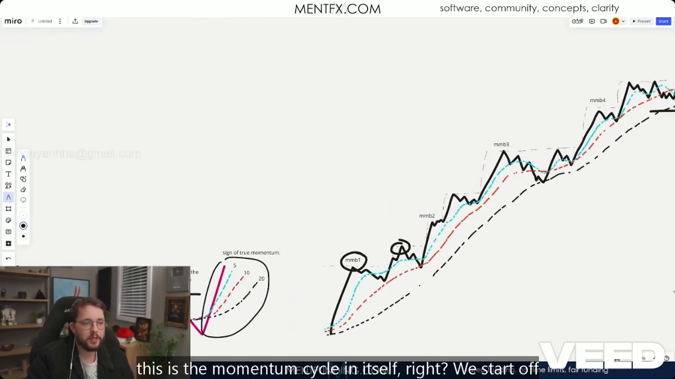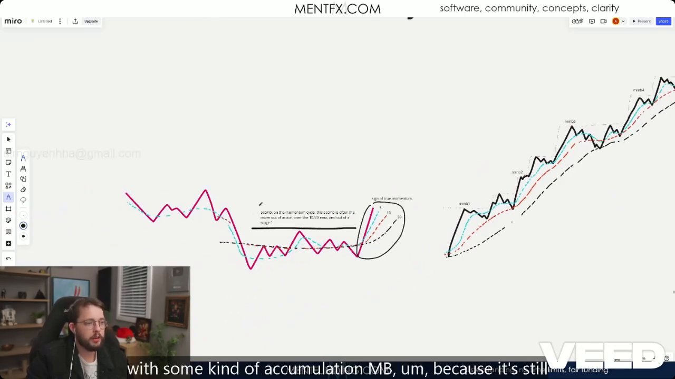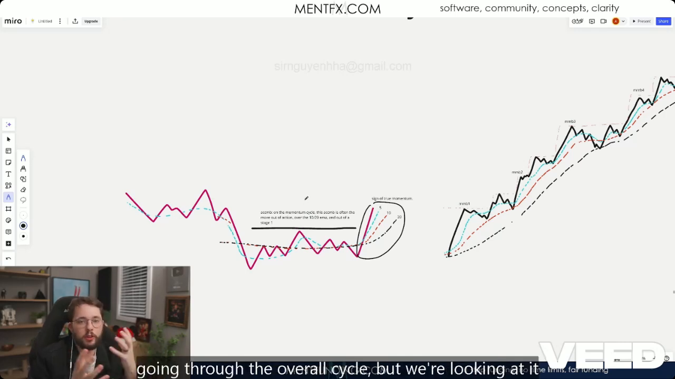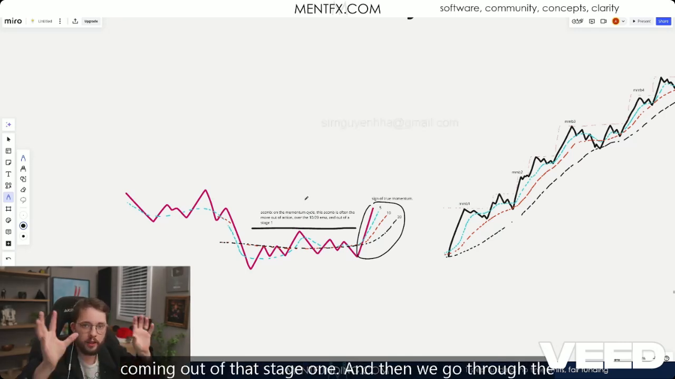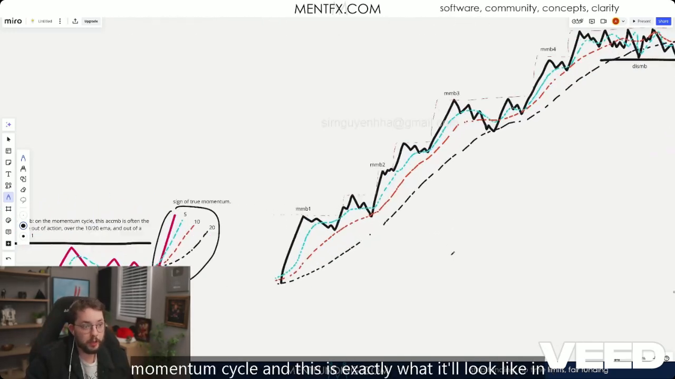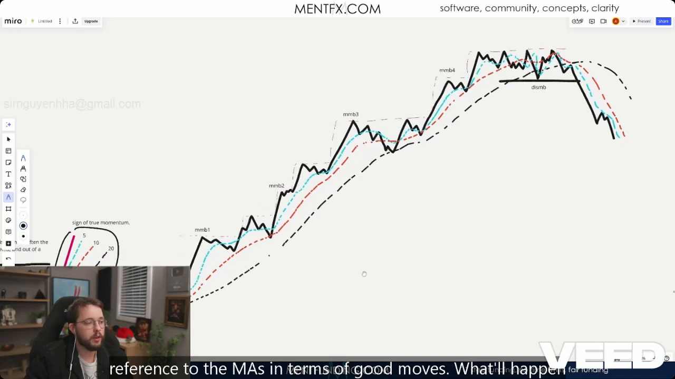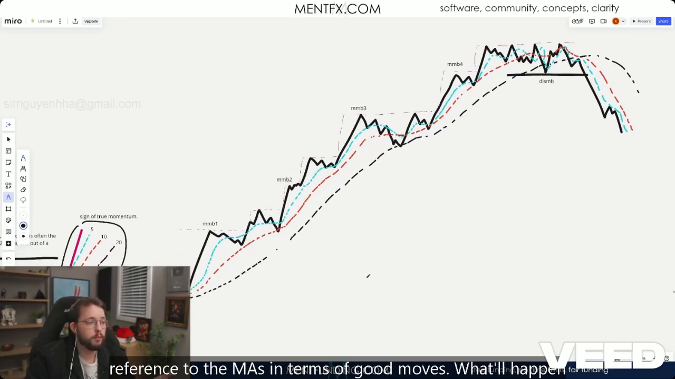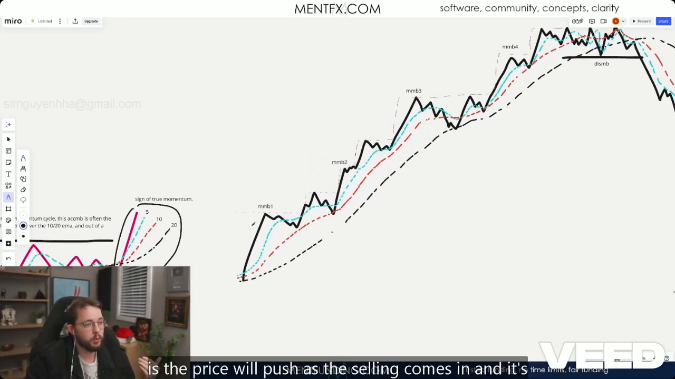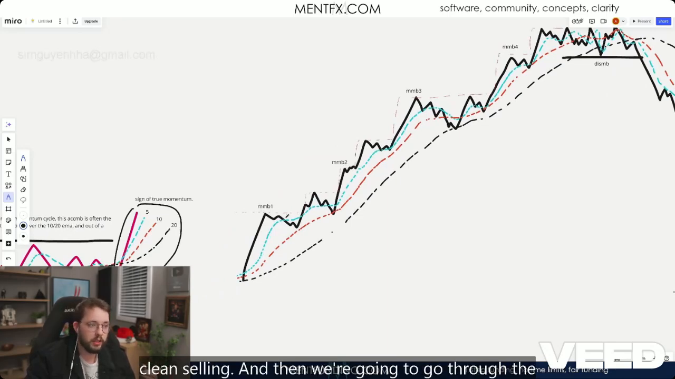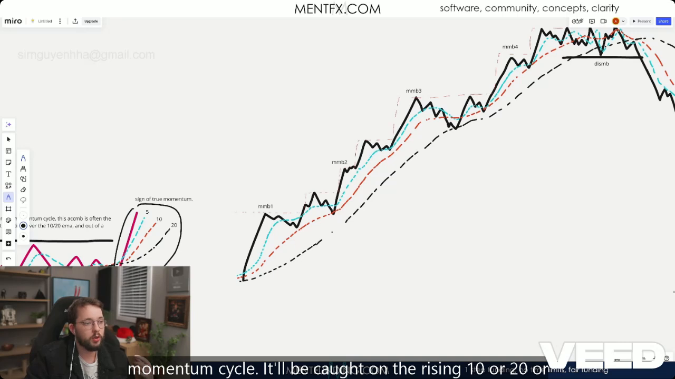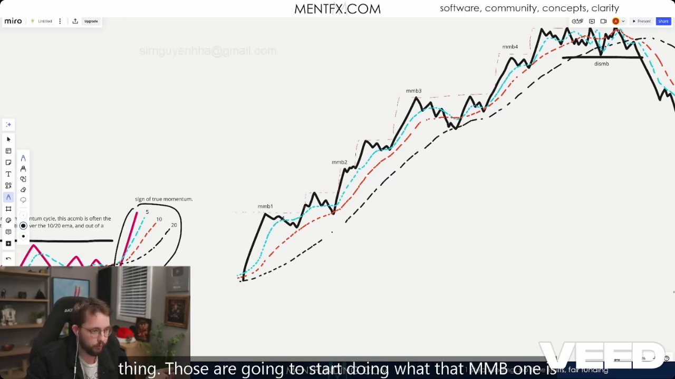But this is the momentum cycle in itself. We start off with some kind of accumulation MB, because it's still going through the overall cycle, but we're looking at it coming out of that stage 1. And then we go through the momentum cycle. And this is exactly what it'll look like in reference to the MAs in terms of good moves. What'll happen is the price will push. As the selling comes in and it's clean selling, it'll be caught on the rising 10 or 20 or just above, because we're using that 5 as our cheat code to understand how momentum can potentially form.